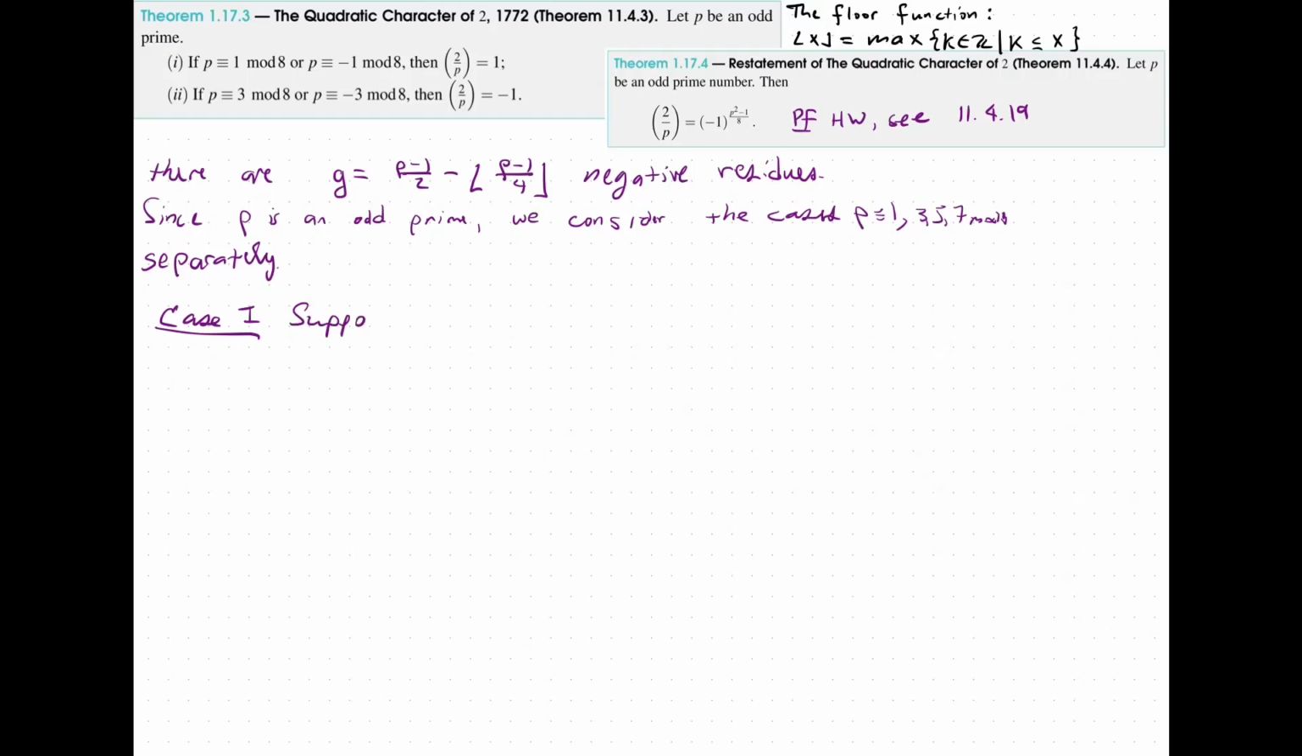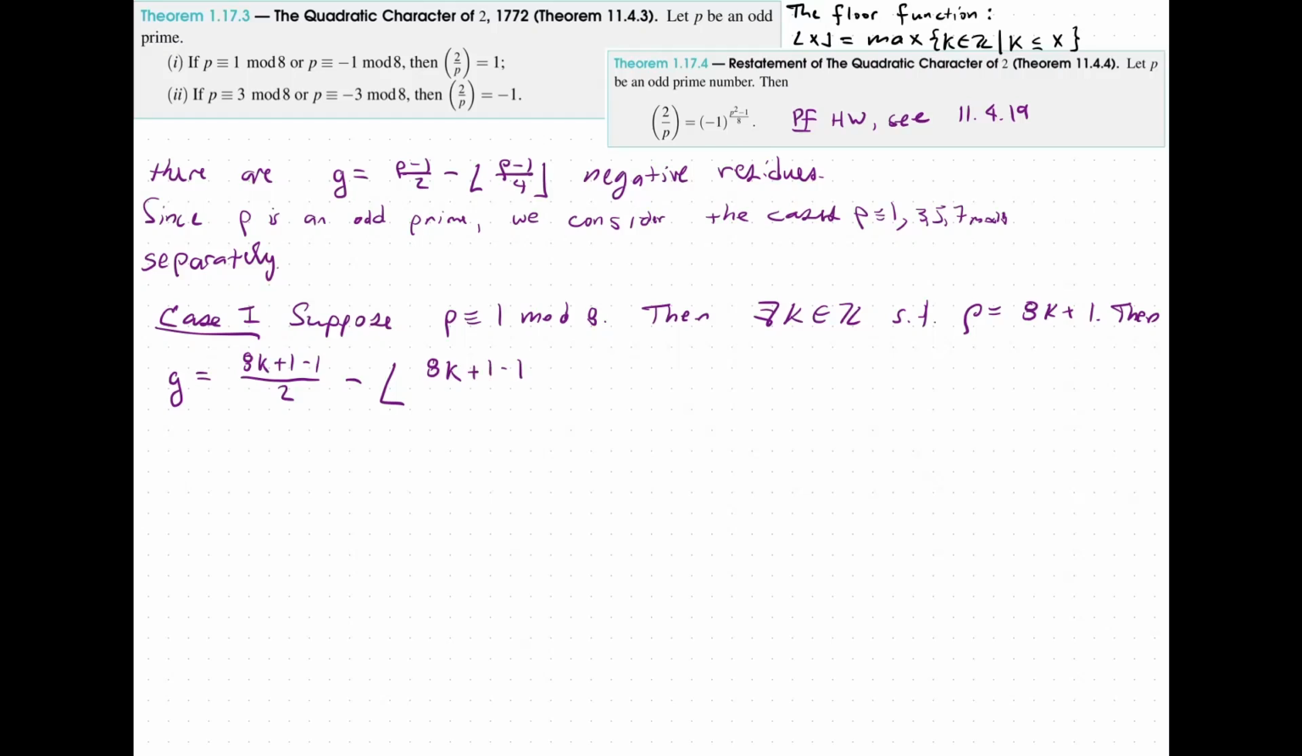So suppose that p is congruent to 1 mod 8. Then there exists some integer k such that p is equal to 8k plus 1. Then g, which is (p minus 1) over 2, now we're going to plug in 8k plus 1. So g is equal to (8k plus 1 minus 1) over 2 minus the floor function of (8k plus 1 minus 1) over 4. But now this will simplify to 8k over 2, so 4k, minus 8k over 4, which is 2k, but that's an integer. So that's just going to be equal to 2k.